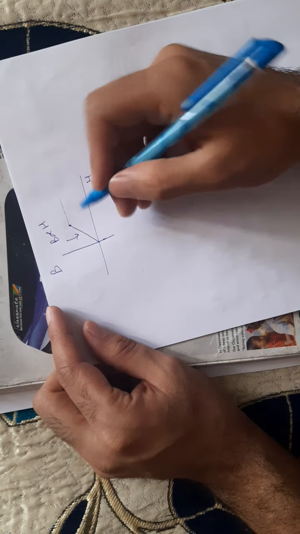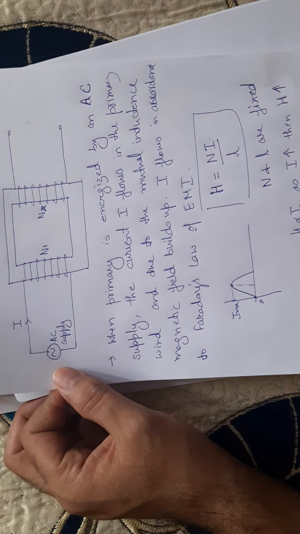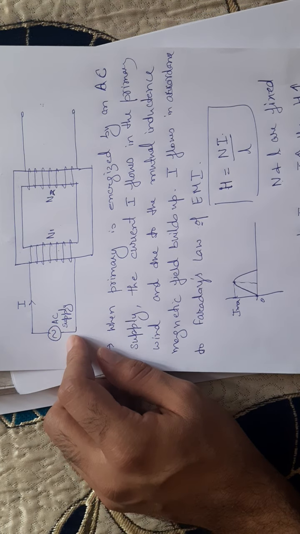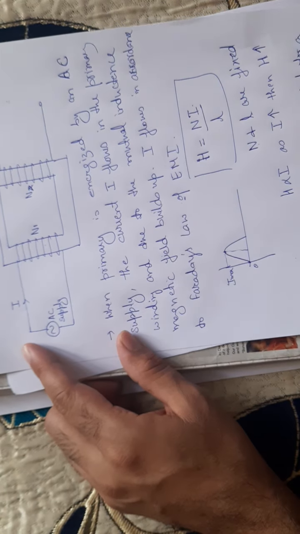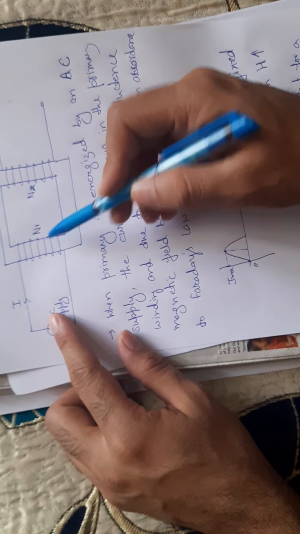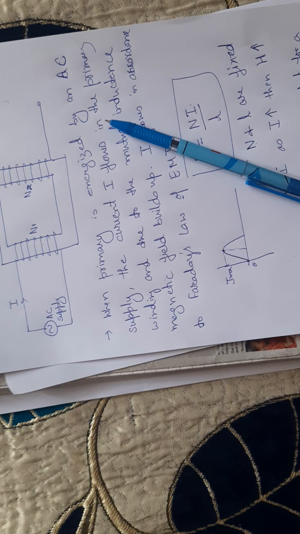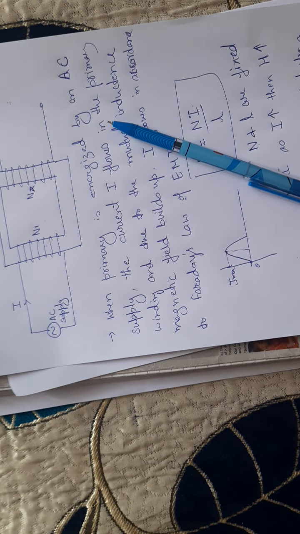So when the primary is energized by an AC supply, the current I flows in the primary winding, and due to the mutual inductance, the magnetic field builds up in the primary winding. The flow of this current is according to Faraday's law of electromagnetic induction. Next, as the current, which is an AC quantity, moves from 0 to its maximum value, the magnetic field also strengthens, and this magnetic field is given by d phi by dt.